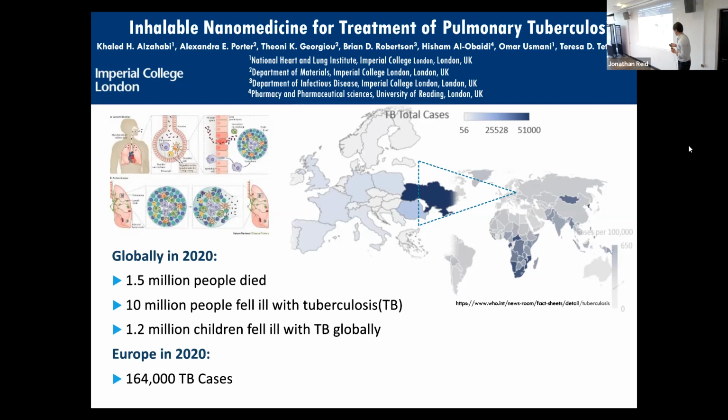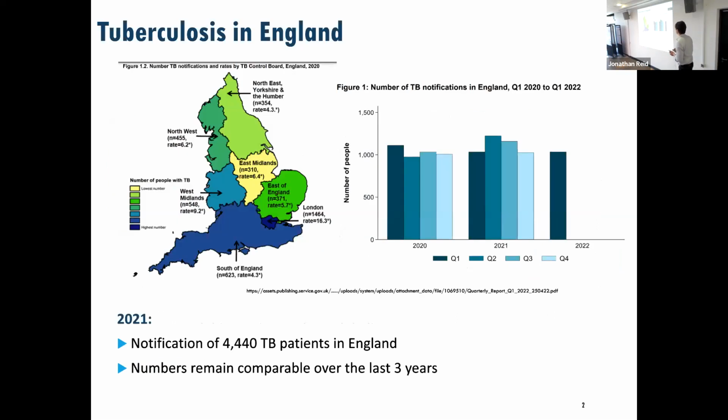To be more specific, in the UK, I'm trying to move to the next slide. Okay, thank you, John. Last year, there were confirmed cases of 4,500 active TB cases.